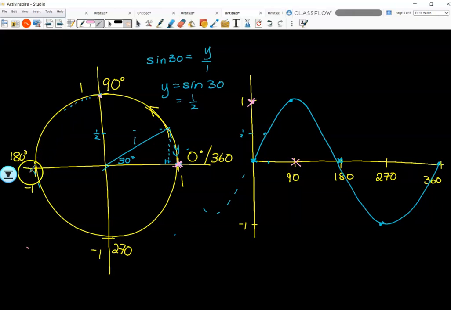Travels around again, and the horizontal is now -1. It travels around, it's 0, and then it's up to 1. So you get this, and that is your cosine graph.